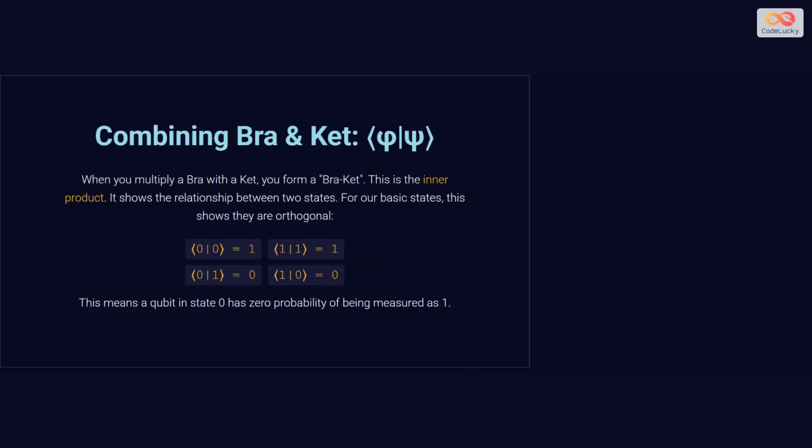What happens when we combine them? When we write a bra followed by a ket, we form a complete Bra Ket. This operation is called the inner product, and it results in a single number that tells us about the relationship between the two states. For our basic states, the inner product shows that they are orthogonal, meaning they are perfectly distinct. The inner product of bra 0 and ket 0 is 1, but the inner product of bra 0 and ket 1 is 0. This confirms that if a qubit is in state 0, it has 0 chance of being measured as a 1.